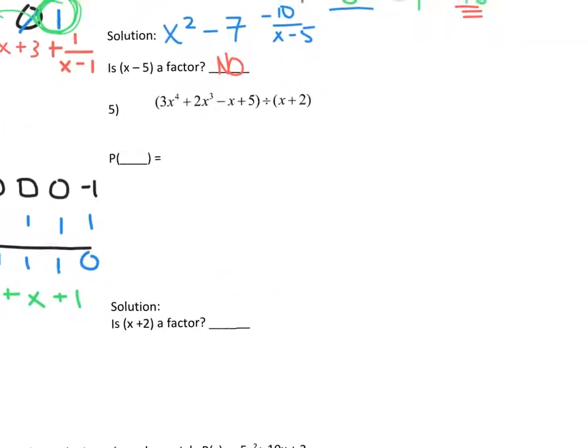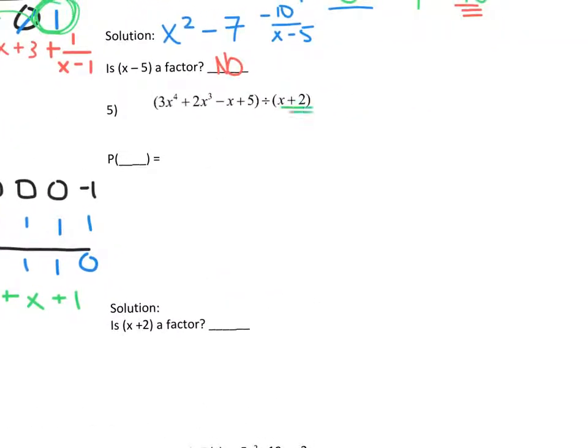Okay, and number 5, if I'm dividing by x plus 2, I'm going to plug in negative 2. So in my calculator, I do 3 times negative 2 to the 4th plus 2 times negative 2 to the 3rd minus negative 2 plus 5, and I get 39. So now I'm going to do synthetic division and see if I get 39 as my remainder.